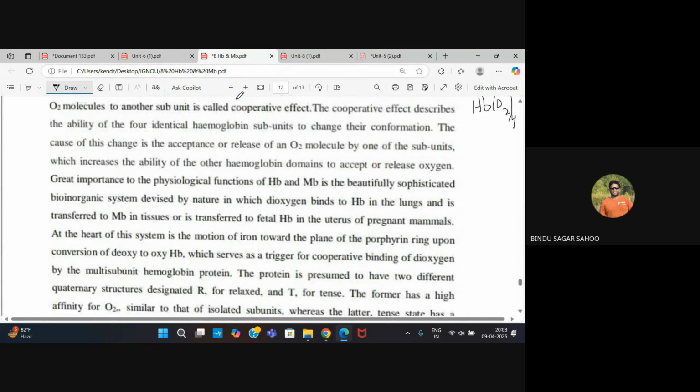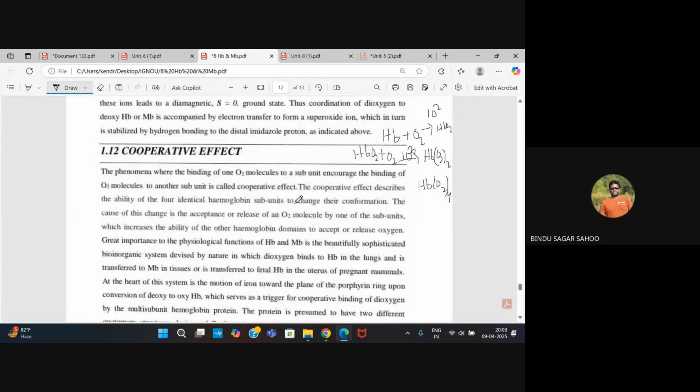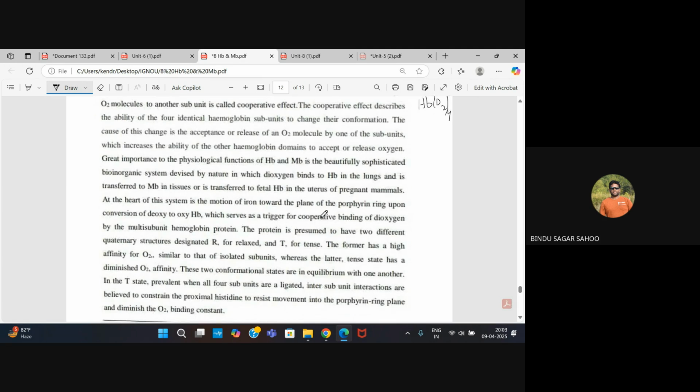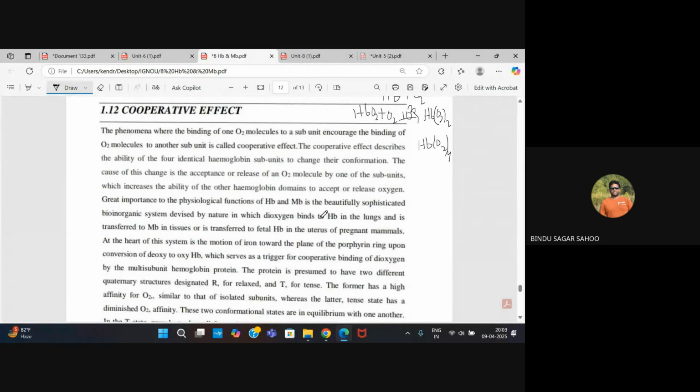Okay, so the cooperative effect is very, very important. You can search on the internet also. You will get its structures, these types of chemical reactions: first step, second step, third step. With the consecutive steps, the rate of the reaction increases gradually. Or I can say the addition of one oxygen molecule triggers the cooperative binding of another oxygen molecule with another unit.